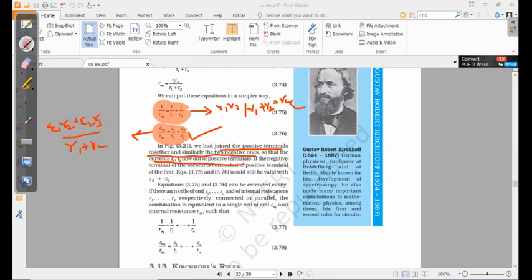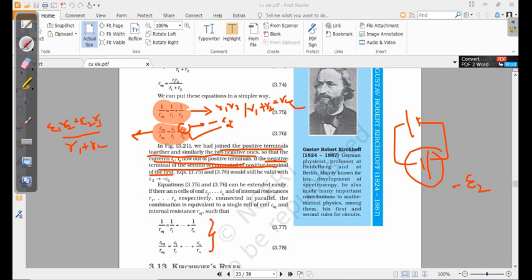Now the special case will come if the negative terminal of the second battery is connected to the positive terminal of the first one. That is, if I connect the negative terminal of the second battery with the positive terminal of the first battery, then the value of E2 we take as -E2. So in this equation it gets converted to -E2. Understand? And there is also another method. They have mentioned everything here.